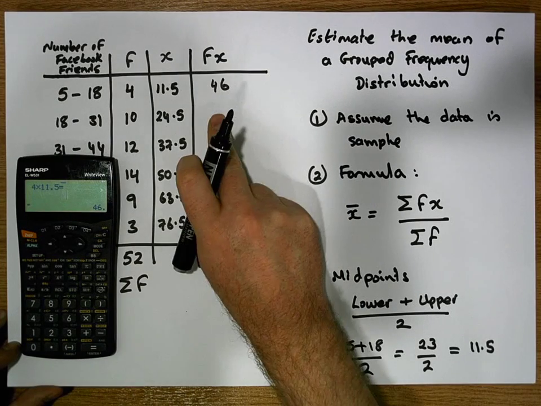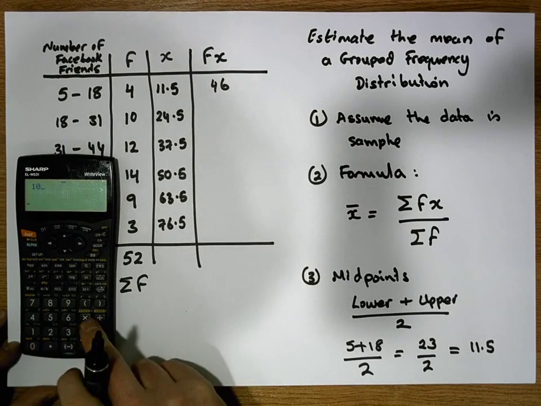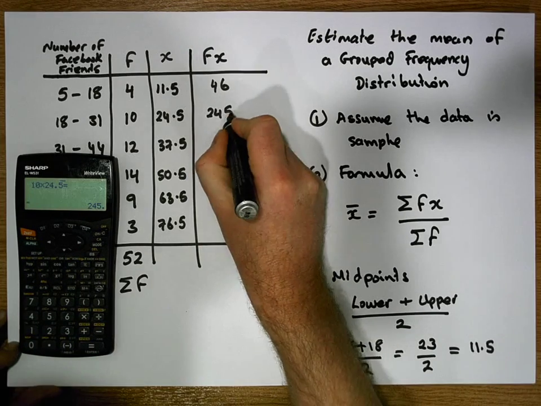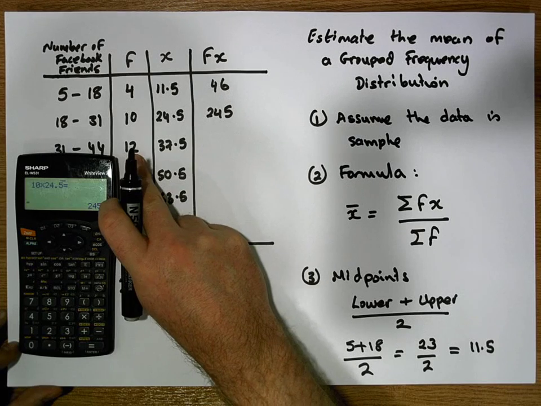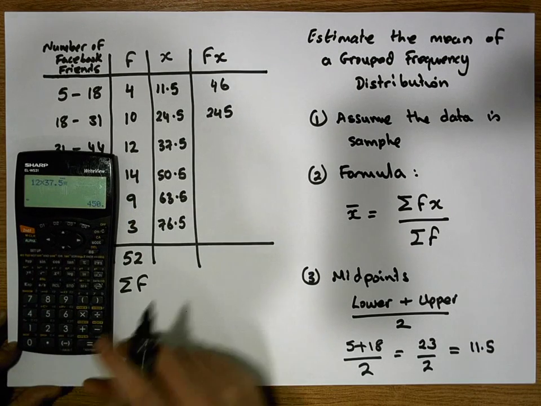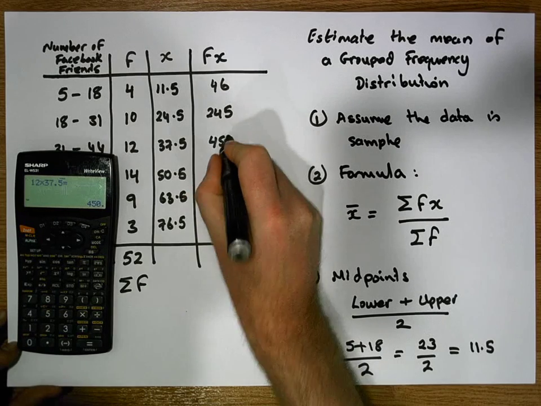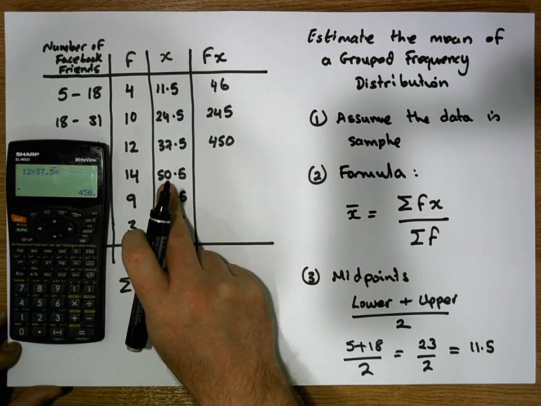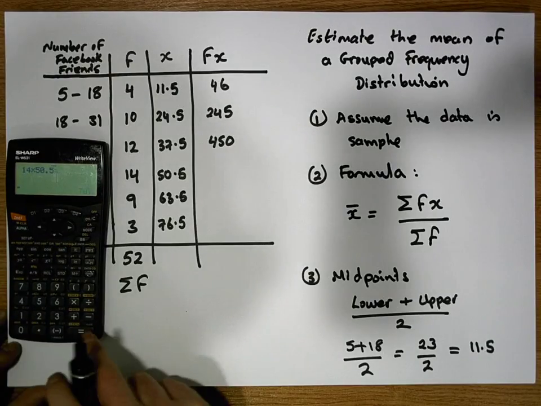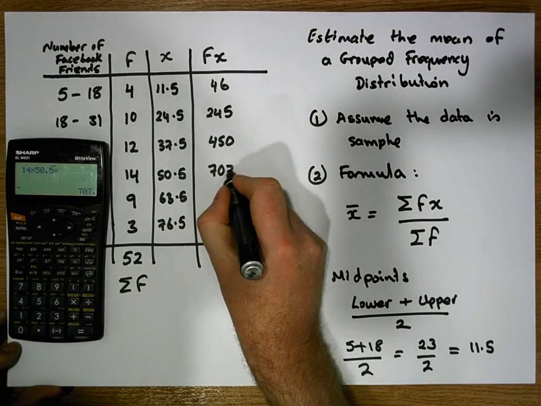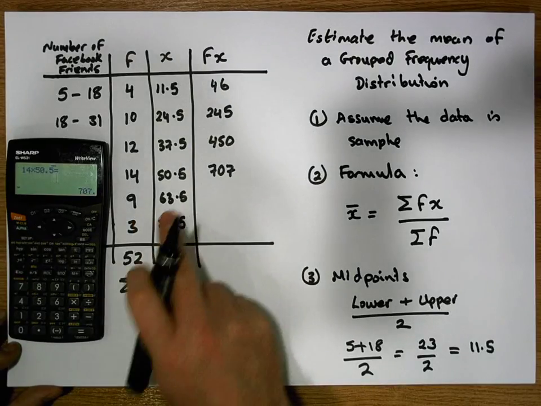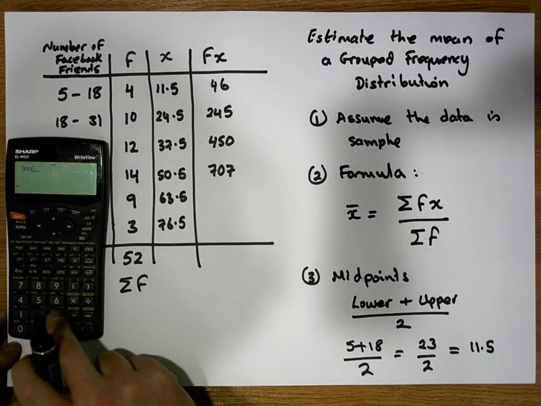The next fx value is 10 times 24.5, which gives us 245. The next one is 12 times 37.5, which gives us 450. The next value is 14 times 50.5, which gives us 707. The next value in the fx column is 9 times 63.5.